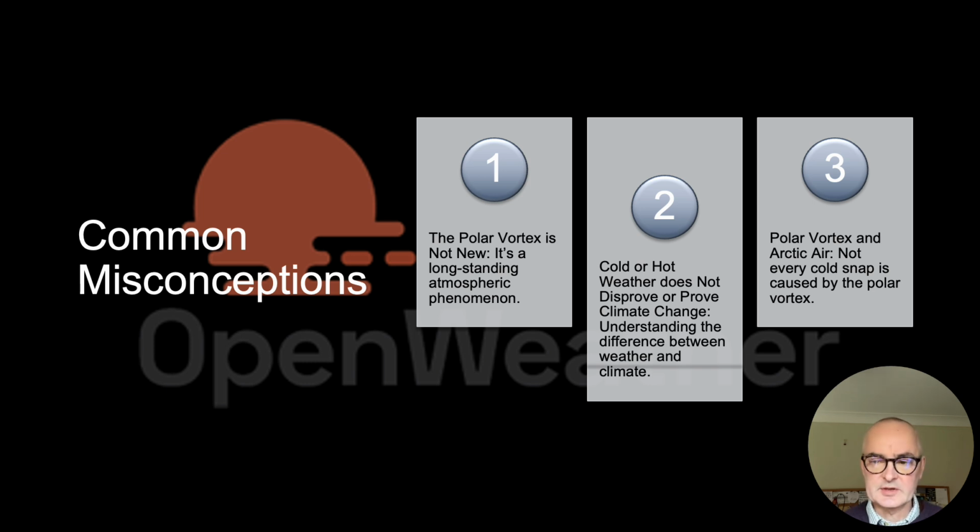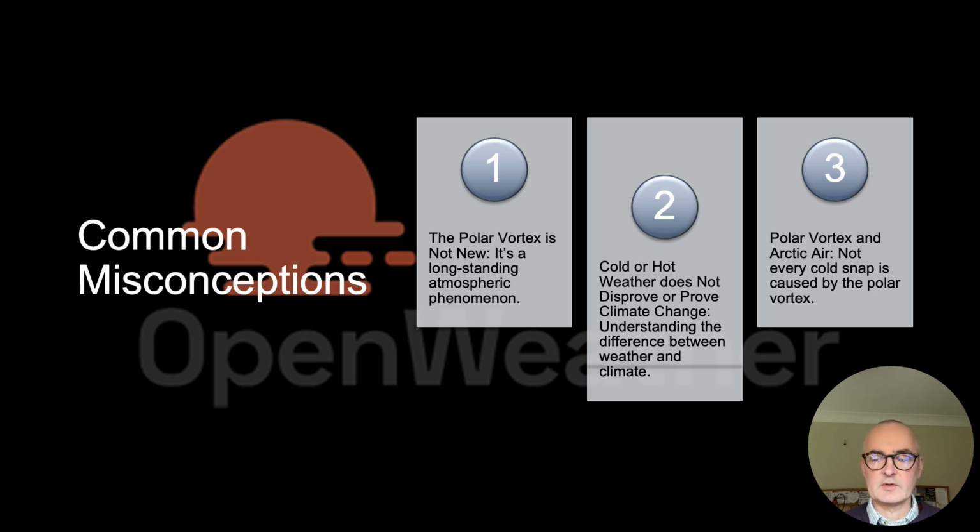Another misconception is the idea that cold weather caused by the polar vortex disproves global warming. In reality, weather and climate are different things. While weather refers to short-term atmospheric conditions, climate is the long-term average of weather patterns. A cold snap doesn't negate the overall trend of global warming.